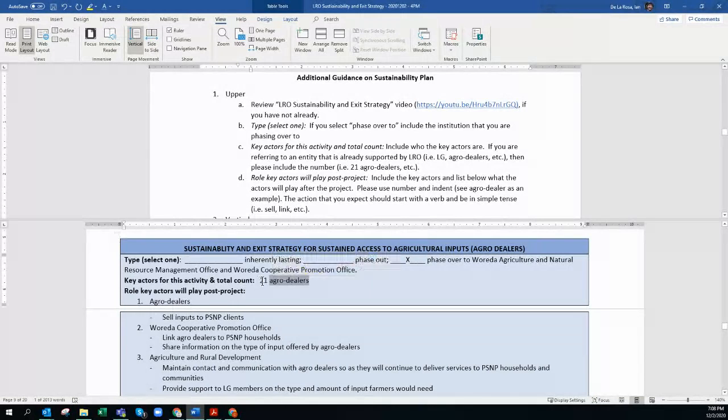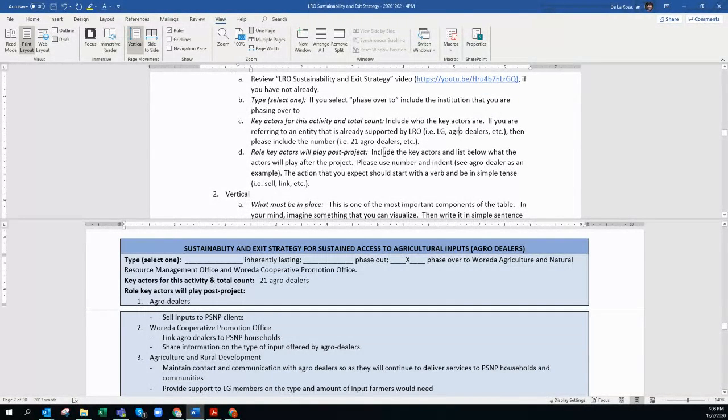Now, I don't want you to be overly concerned about the number. If you don't remember the exact number of LG groups, that's okay. But if you do have an idea, for instance, the number of agri-dealers or financial service providers, this is a good place to list it.